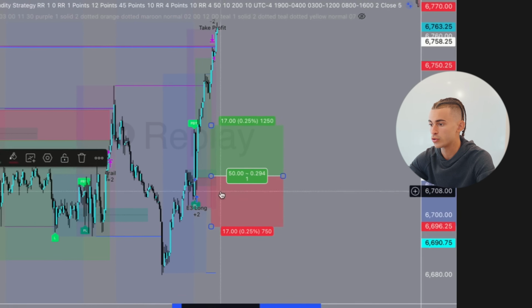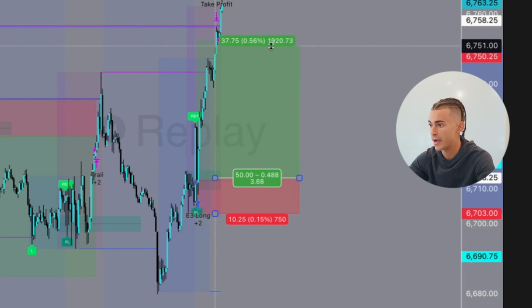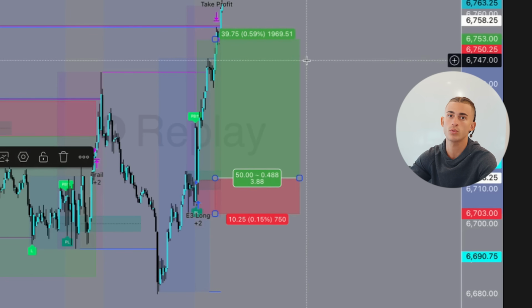If we draw out our little TradingView graph, you all can see that we risked 10 points to make back 40 points, giving us a risk to reward of 1 to 4. And on that specific trade, I made $4,575.